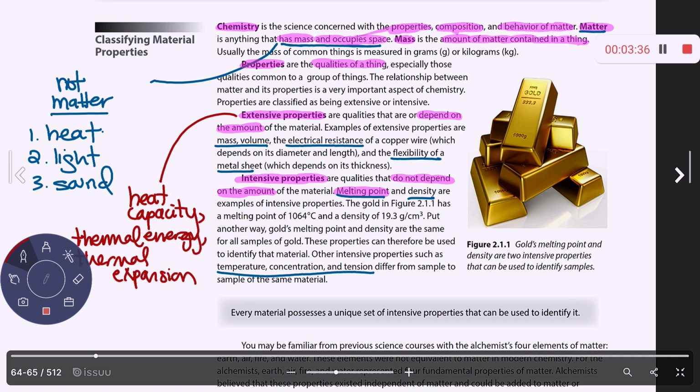Intensive property examples, I'm going to put some others over here. Specific heat capacity would be one. And then boiling point would be another. Okay? So every substance has extensive and intensive properties, and we could use the intensive properties to identify what we have. Let's turn to the next page.